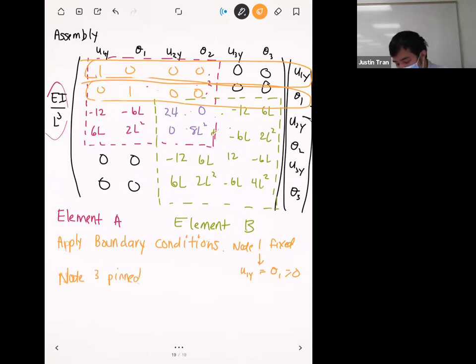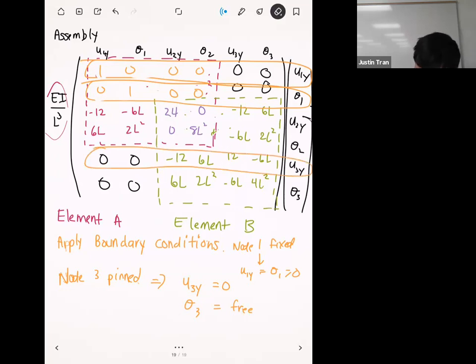Meanwhile, node 3 is pinned. And so if node 3 is pinned, this tells us that u3y is equal to 0. And theta 3, because it's a pin joint, is still going to remain free. And so we're not going to change the theta 3 row, but we are going to change the u3y row. And so once again, we're going to change that entire row. We're going to put zeros on all the terms except for a 1 on the diagonal.